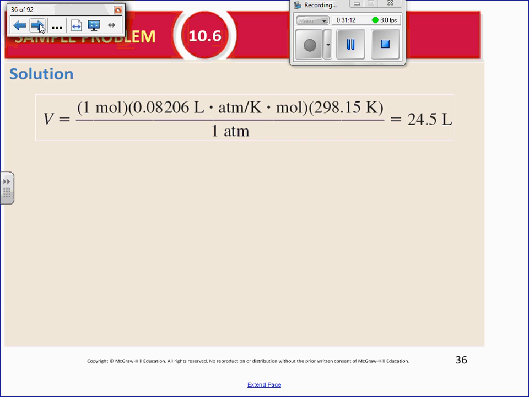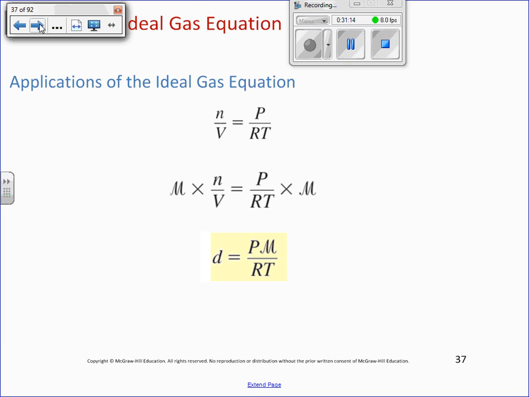So these are all different ways you can rearrange the equations. You can use molarity, you can use density. If we had time this semester, I don't know why we didn't get to it, but usually in the lab we calculate the molar mass of a volatile liquid by using the ideal gas law.